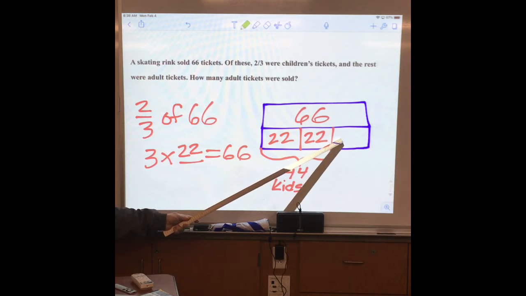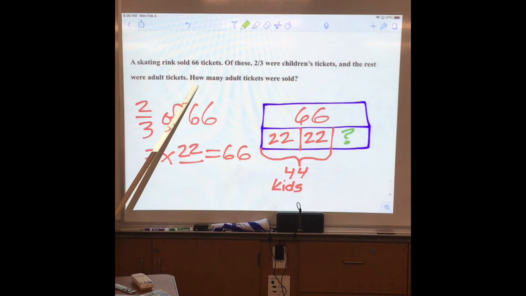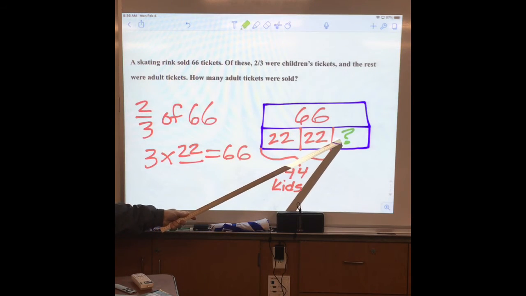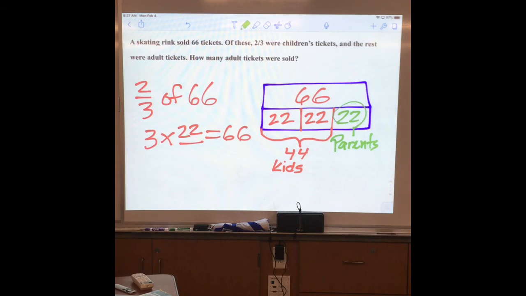How many were sold to adults? Because see, that's really what our question is. How many adult tickets were sold? They're looking for this number right here. Do you know what it is? You're right. It's the same, isn't it? It's 22. So how many tickets were sold to parents? 22 were sold. Nice job.